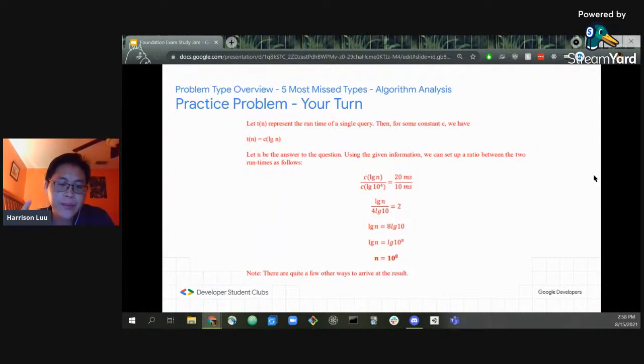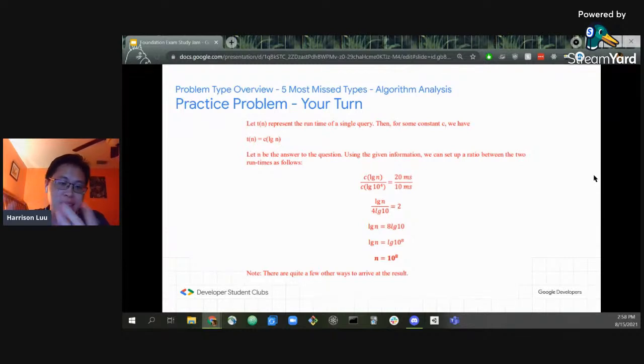You want to equate both of the runtimes, or put both the runtimes on one side of an equation and both of the given times on the other side. So you can see that one is 20 milliseconds and the other one is 10 milliseconds. If you make an equation and compare them to each other like this, then you can just solve for the unknown variable.